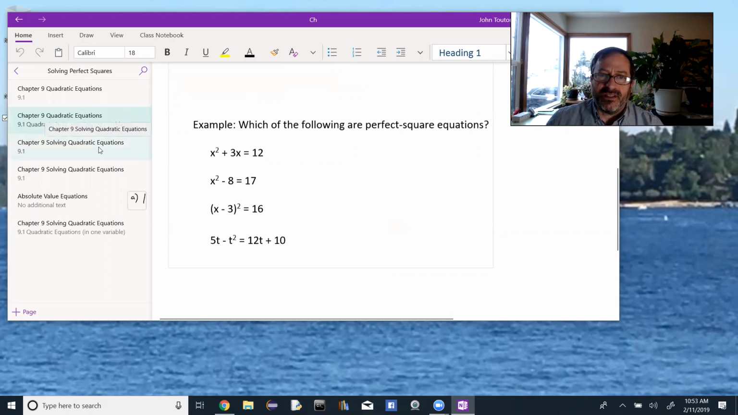And again, it would be good if you could take notes. So if you need to pause anywhere during the video, go ahead and pause, write that down. And which of these are perfect square equations? Any equation where it just has a quantity squared and no x to the first term.